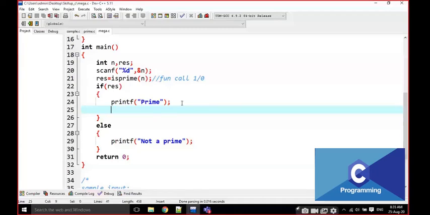Inside the prime condition, just look here. If it is a prime, then only we have to check whether each and every digit of that number is prime or not. Then I am going to call mega or something. I am going to write the logic here, no problem. I am going to call mega prime of n.